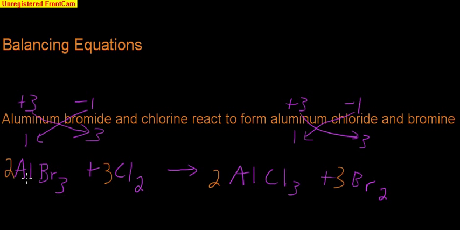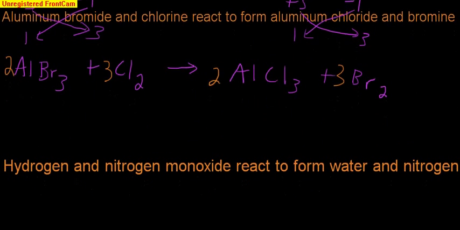So now let's double check my aluminums. I've got 2 aluminums on the left, I've got 2 aluminums on the right. So this is the balanced equation for this particular reaction. So let's move on down and let's do another one.